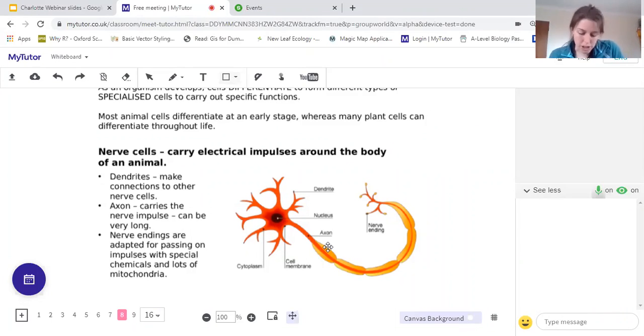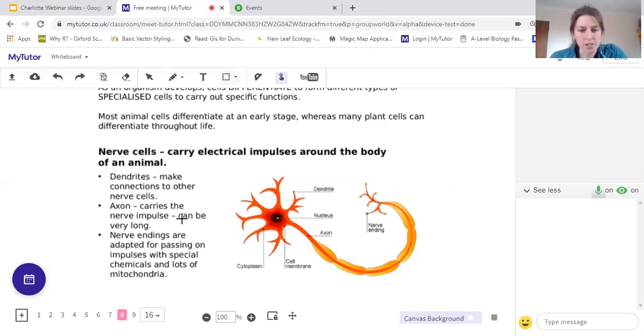So when you get questions in an exam on this topic, they are almost always "explain how this cell is specialized for its function." So for each type that I've listed here, I've tried to give you those things that specialize that cell for its function. So nerve cells have things called dendrites. You can see them marked there on the diagram. They make connections to other nerve cells. So they're kind of like arms. They hold on to the next one on.